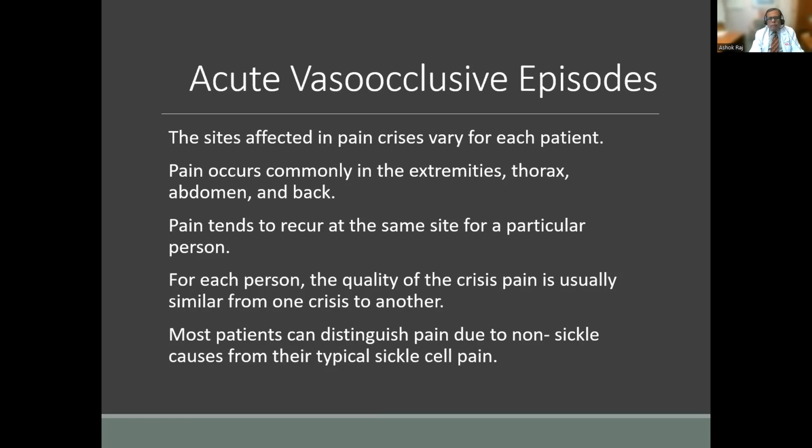But the quality of pain crisis is usually somewhat distinguishable from non-sickle cell causes. So I have had teenage patients tell me that the pain they're experiencing right now is not sickle cell pain. And when we have gotten, for example, an abdominal ultrasound, we have found cholecystitis, or gallbladder obstruction as a cause of pain. So older patients can distinguish sickle pain from non-sickle causes.